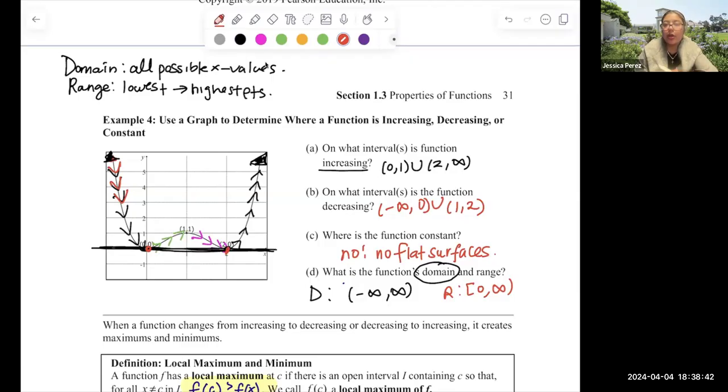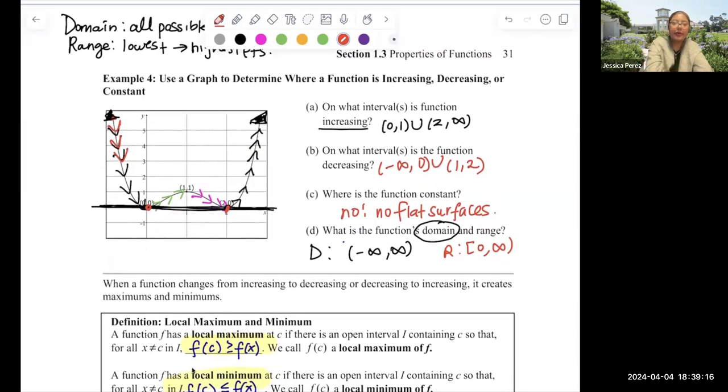So your domain is all X values, from left to right. There's no restriction on your left or on your right. On the bottom, you can notice that this is never below 0. My graph doesn't live here. So my range is from 0 up, from 0 to infinity. It doesn't start at 1, it starts at 0, because you have a point right there. Any questions with domain and range or this example number 4? Please do ask questions if you have them.